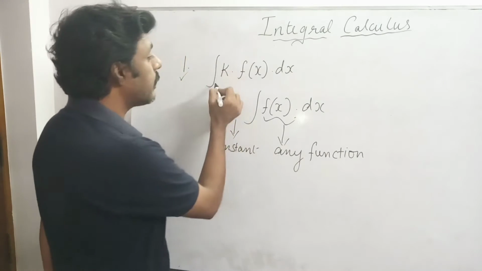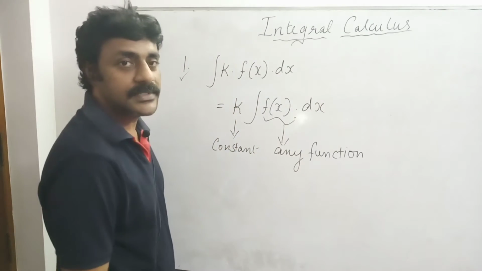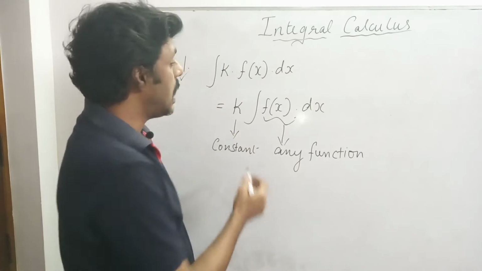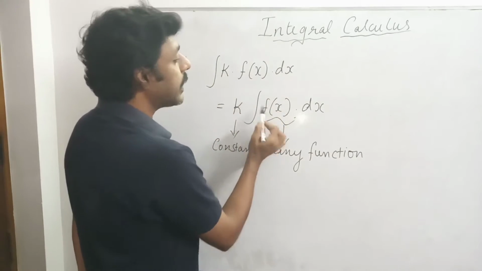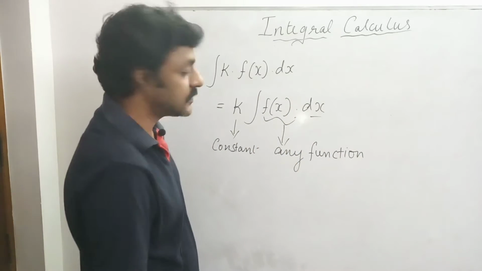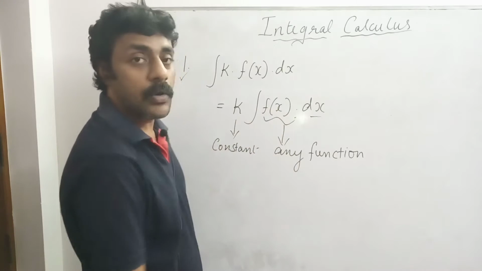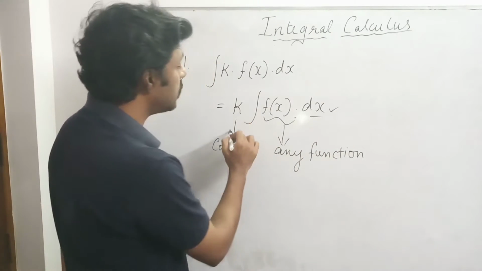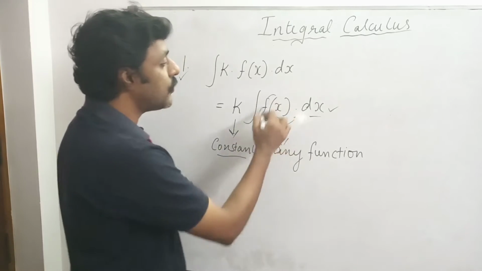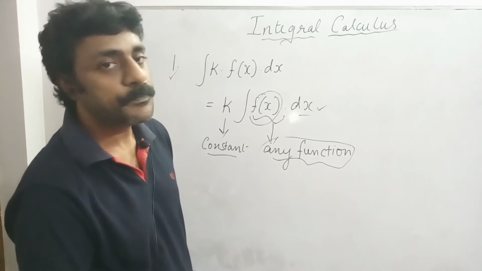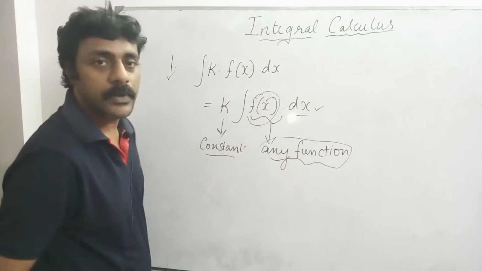That is, the integral of k into f of x into dx is equal to: you need to take the constant term outside the integral and integrate only the function with respect to x. So it will be k into the integral of f of x into dx, where k is the constant and f of x is any function which we are going to integrate with respect to the variable x.